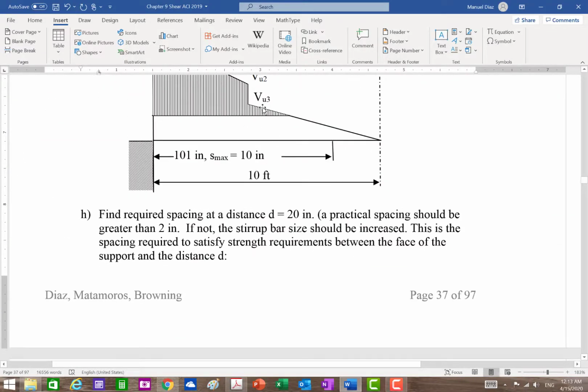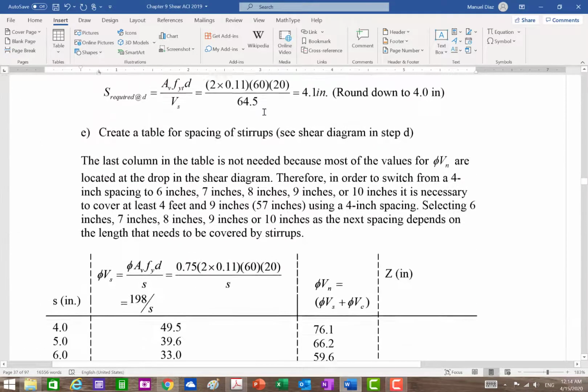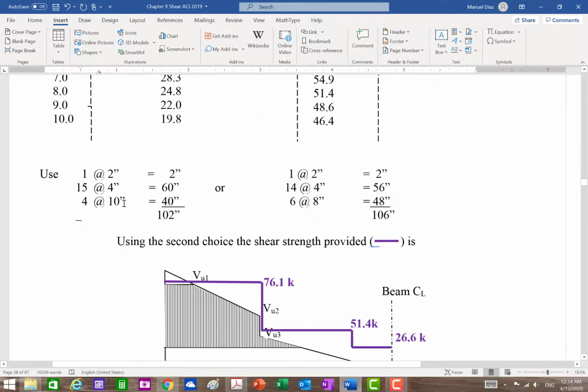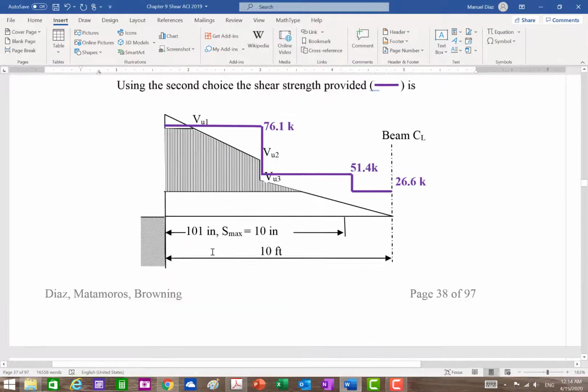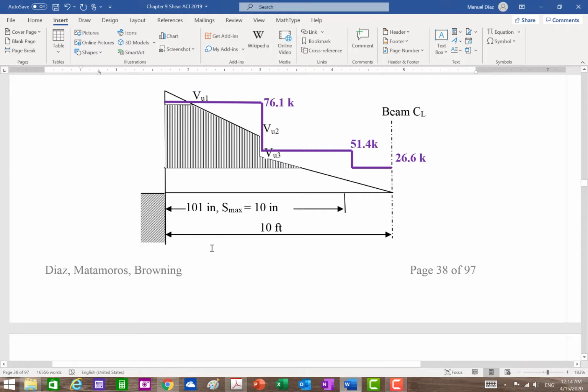I'm someplace around here, which is below the numbers that I got. So I can switch to any spacing I want. Okay? I decided to go from 4 to 10. That's my next spacing. If I add 4 at 10, that's 40 inches, gives me 102. The minimum I needed to cover is, how much? 101, right? That's the minimum I needed to cover, 101. Okay. And the spacing cannot exceed 10 inches, right?